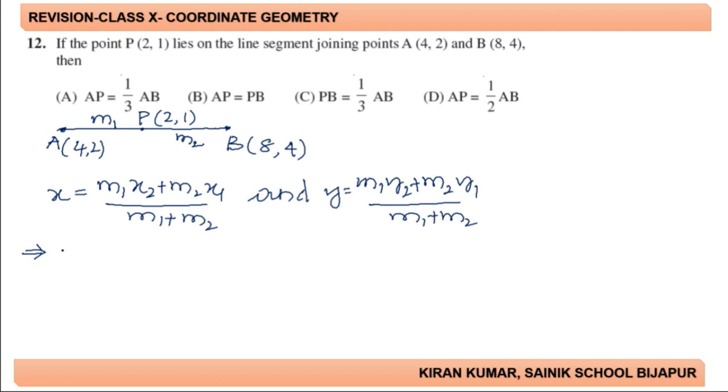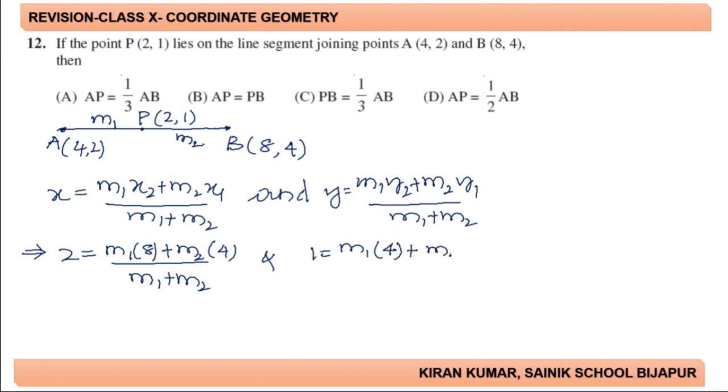This implies that x coordinate is 2, which is equal to (m1 times 8 plus m2 times 4) divided by (m1 plus m2), and 1 is equal to (m1 into 4 plus m2 into 2) divided by (m1 plus m2).